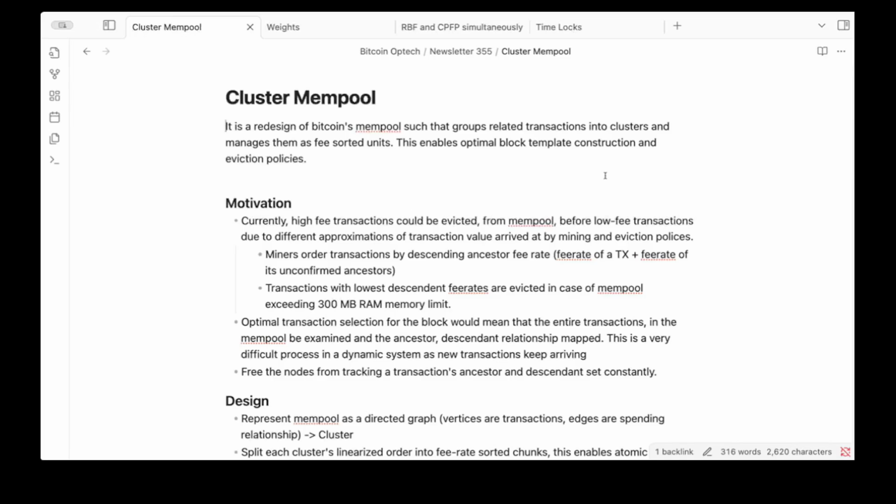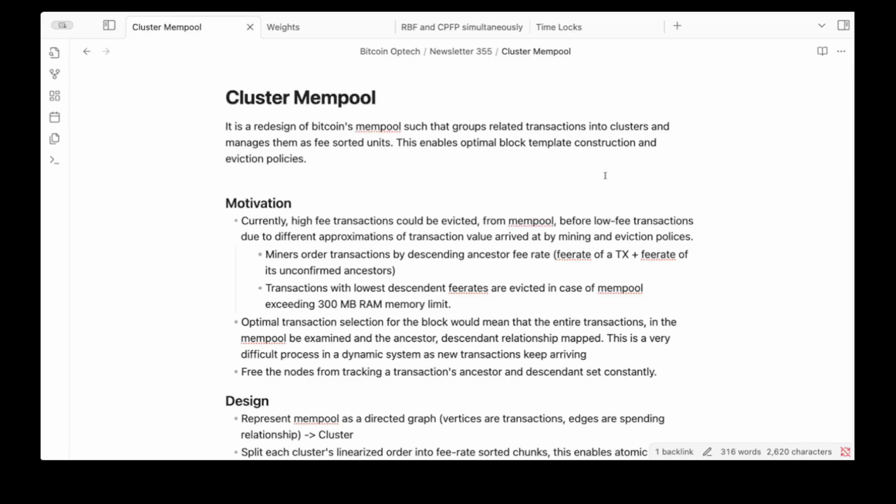So these two policies are sort of contradictory, and they can lead to the loss of a valuable transaction. Either the miner policy could drop a transaction, or the mempool eviction policy could drop a package of transactions that is actually valuable for a miner. So in order to address this discrepancy between mempool and miner policy, cluster mempool designs have been introduced.